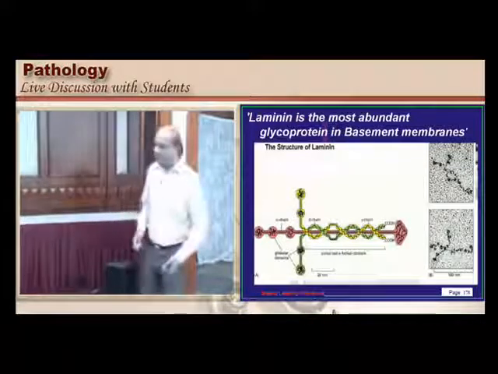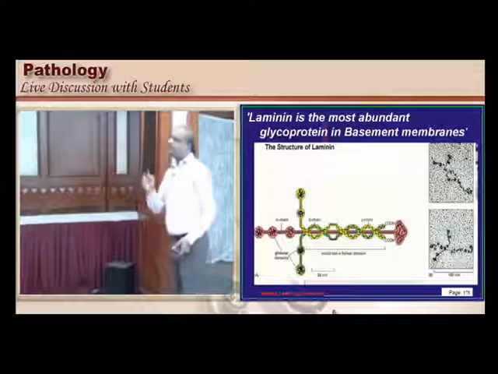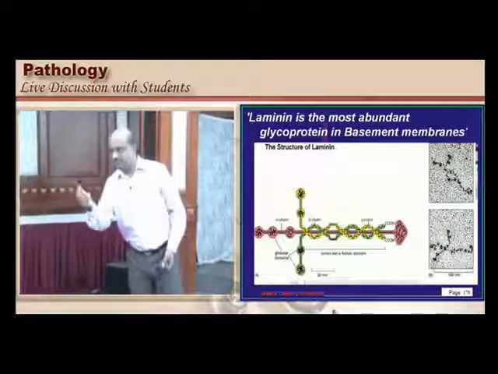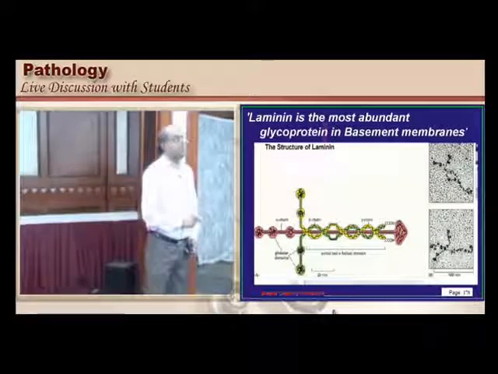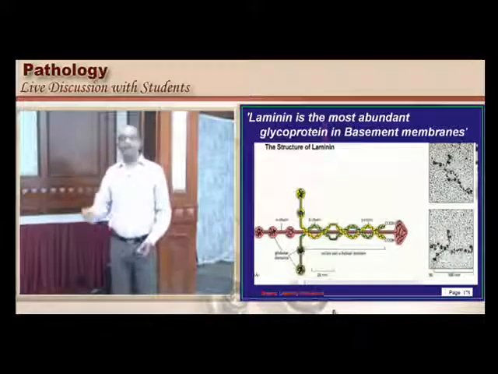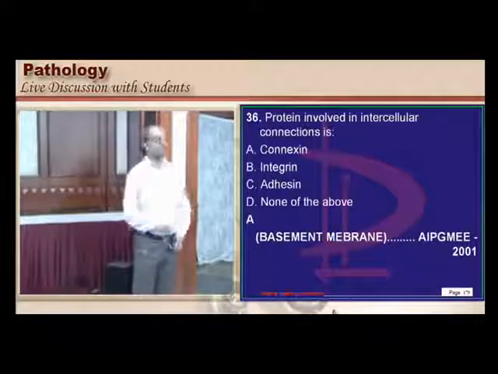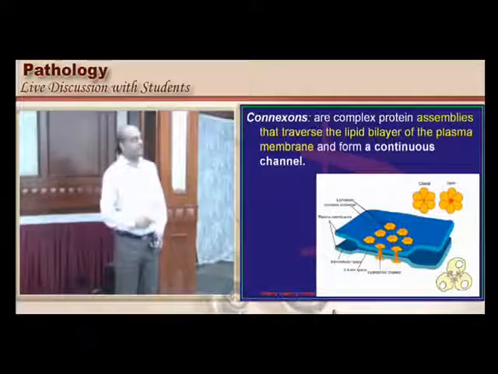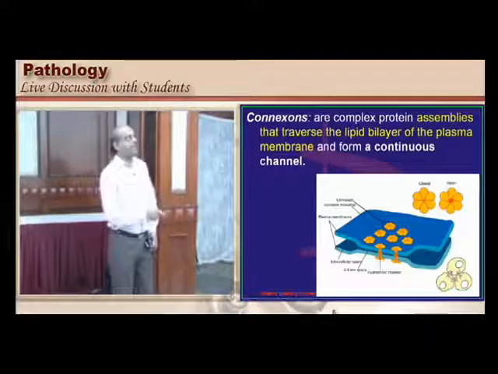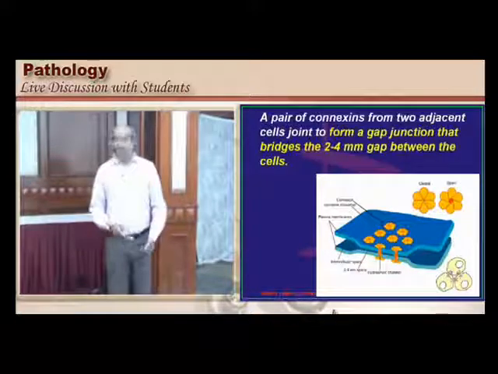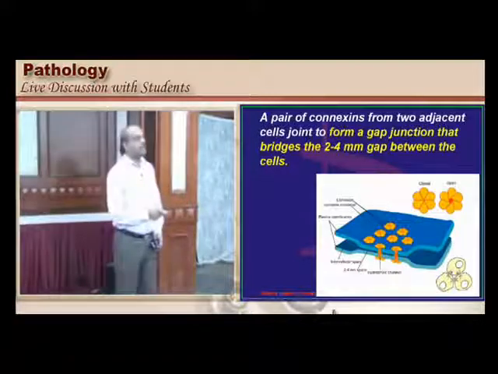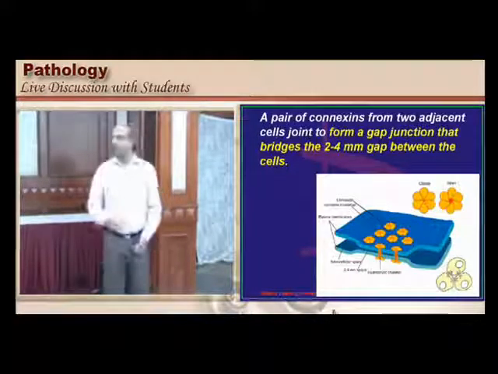Now there are some small proteins, connexons, annexins. You must know one or two words about them. Connexin is the protein which is involved in intercellular connection. So what are connexons? Connexons are complex protein assemblies. They traverse the lipid bilayer in the plasma membrane. They form a continuous channel, and the pair of connexons from two adjacent cells join to form a gap junction.